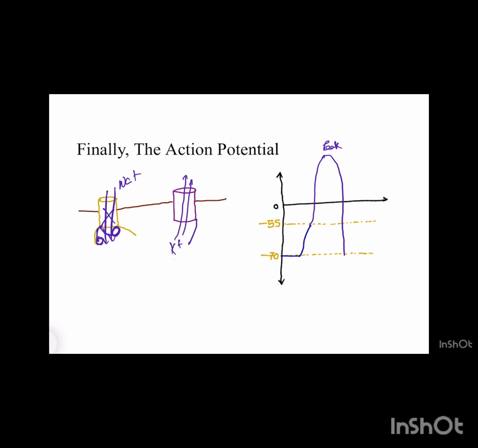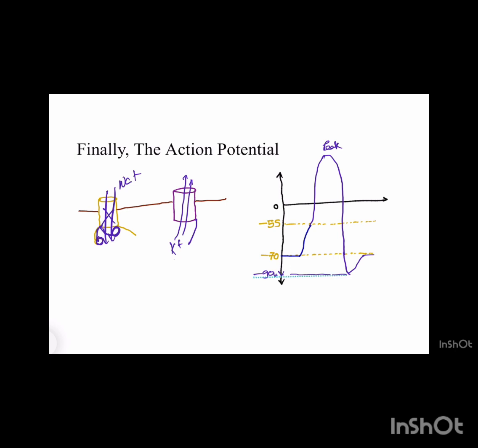But these potassium channels have slow gates, so they take time to close. So instead of stopping at minus 70 millivolts, it goes down again to minus 90 millivolts. And then the sodium potassium ATPase pump brings it back to the resting membrane potential once again. So what happens?